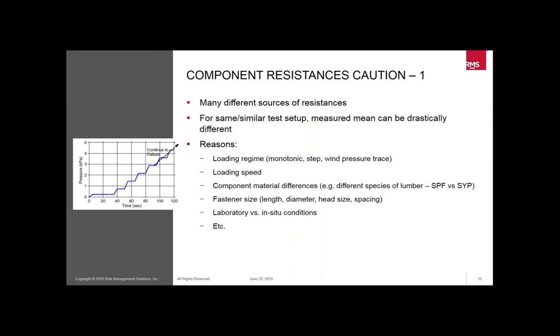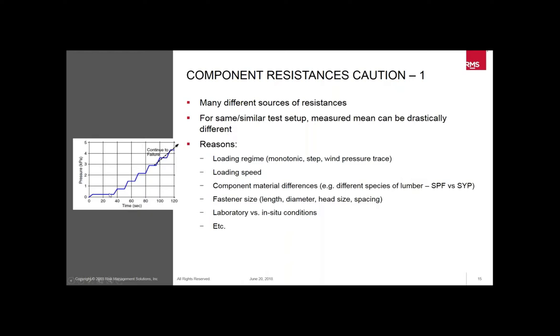And when you look at two reports from two different institutions, it looks like they have very similar test setups or similar materials, but they can come up with drastically different means and coefficients of variation or standard deviations. Some of the reasons for this could be even different loading regimes. Some load monotonically increasing at a constant rate, but that rate might be different. Some use step functions.